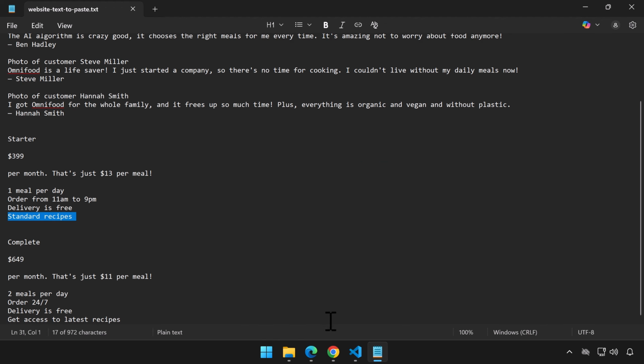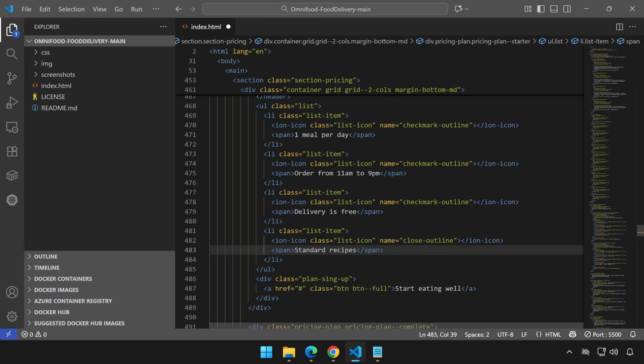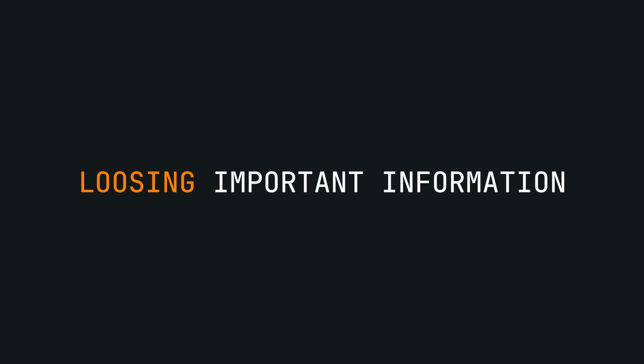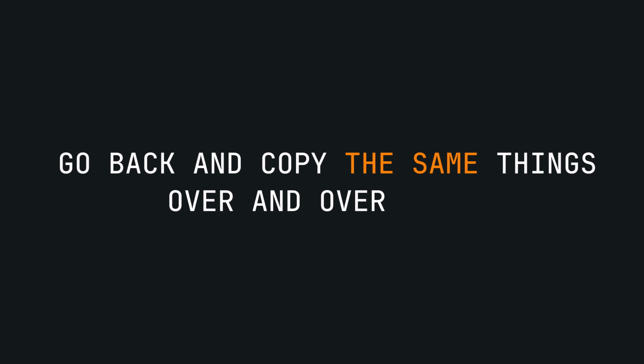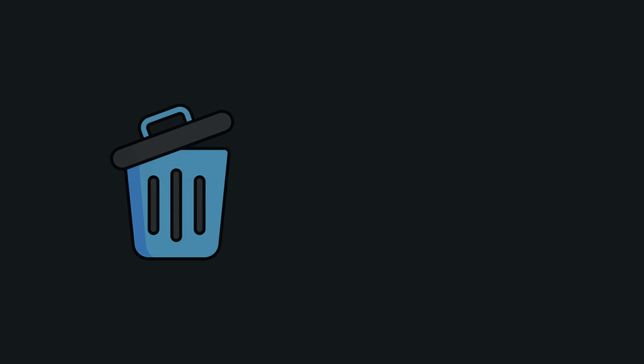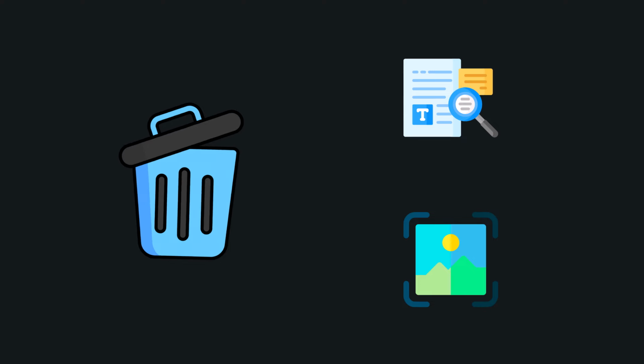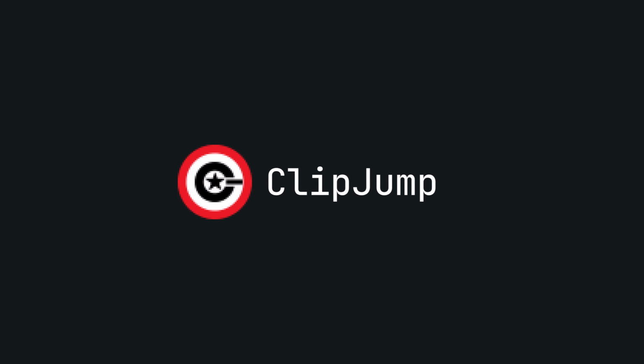Working with different text, images, and videos meant constantly losing important pieces of information, having to go back and copy the same things over and over again. Sometimes even losing my own work, text I just typed, or screenshots I just taken. Then I discovered ClipJump, and everything changed.